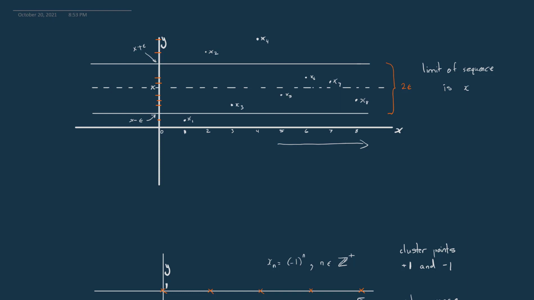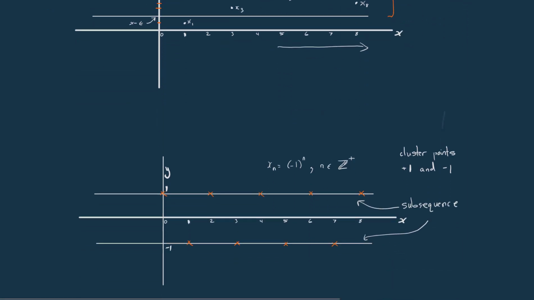But after x4, everything seems to stay within a distance of epsilon from x. So this is how we would expect the sequence to behave if x is in fact the limit of this sequence. Since x is the limit of this sequence, it also fits the definition of being a cluster point. But not all cluster points necessarily have to be the limit of the given sequence.